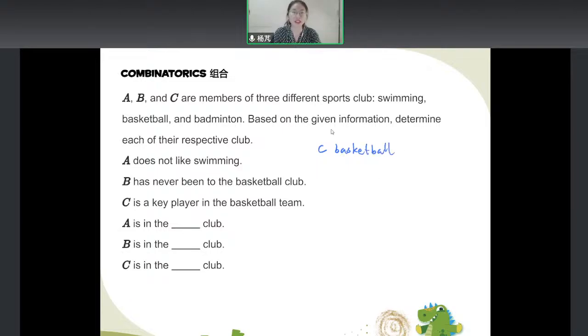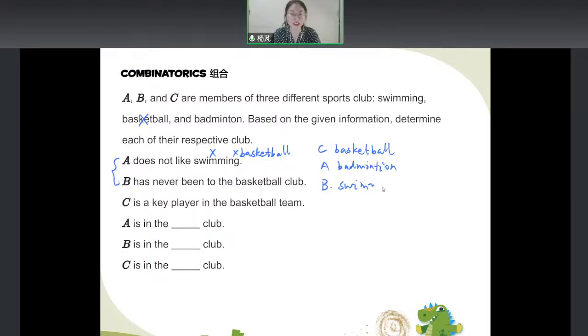If C is in the basketball club, that means A and B cannot be in the basketball club. Now, let's take a look. A cannot be in the basketball club, and A doesn't like swimming. So A cannot be in the swimming club, cannot be in the basketball club. Where is A? Yeah, A must be in the badminton club. Okay, badminton club. So the last one is B. B is in the swimming club.